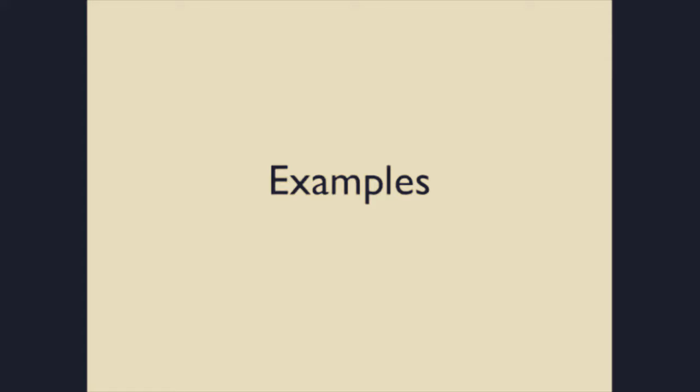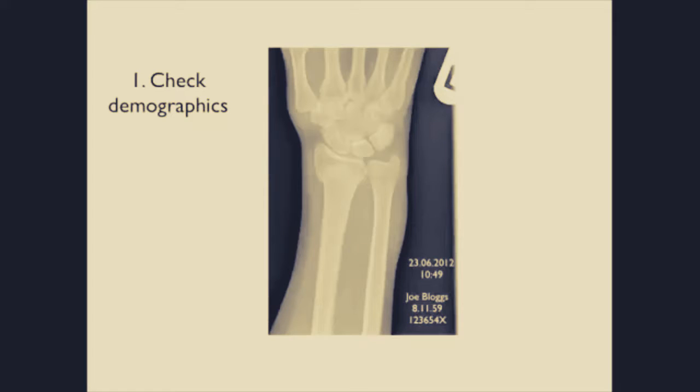Now we'll try and put this all together with some common examples. So here we'll check the demographics of this film we've been presented. It's a wrist X-ray of Joe Bloggs, and we can check the right details there, and it was taken on the 23rd of June 2012 in the morning. Then we'll talk about the location of the fracture. So in this case, it's a patient's left wrist, and it's in the distal third of the radius.